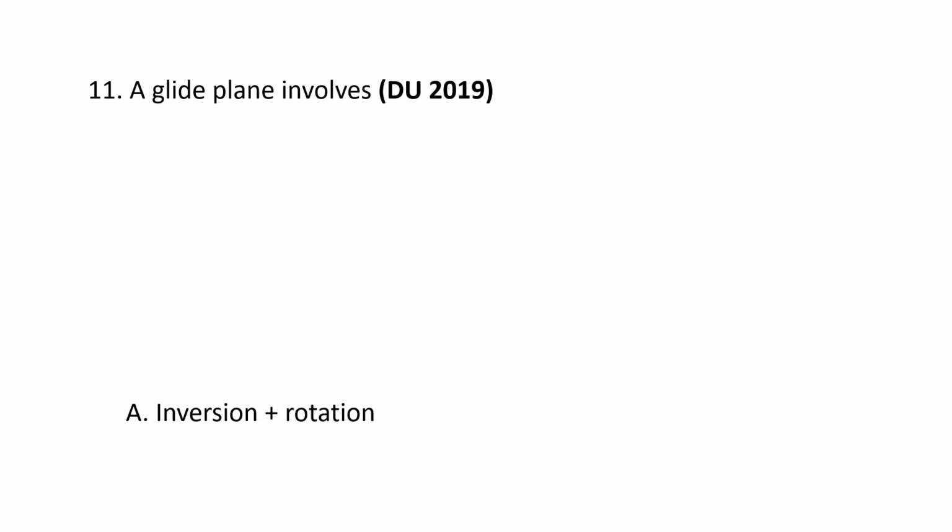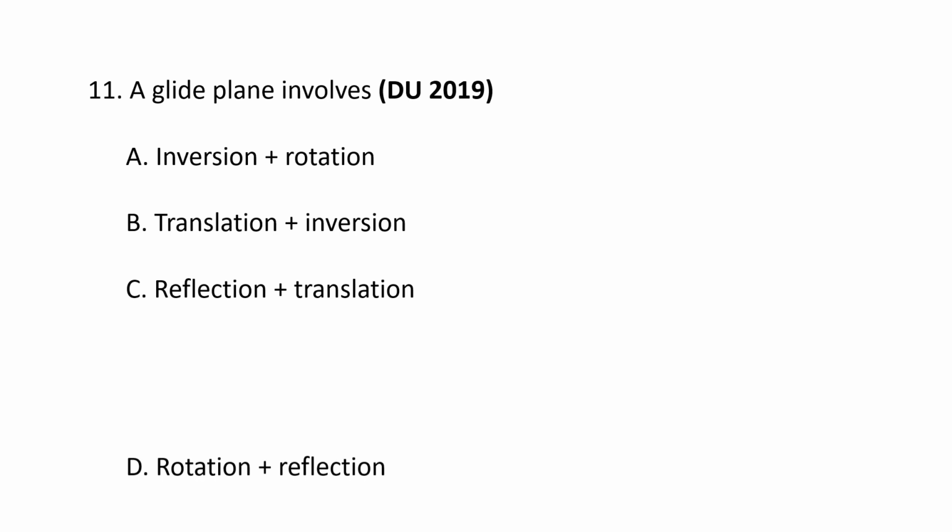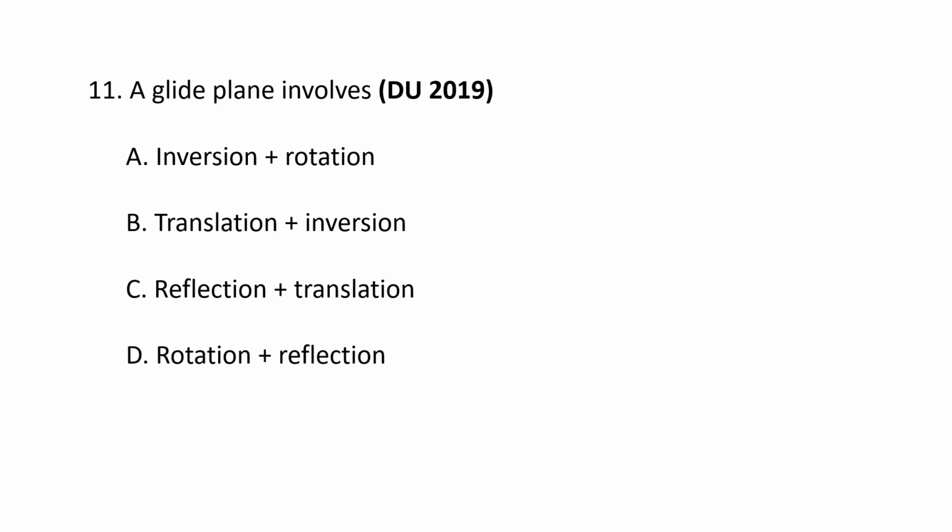Next question. A glide plane involves A. Inversion and rotation, B. Translation and inversion, C. Reflection and translation, and D. Rotation and reflection. A glide plane involves reflection and translation. Specifically, a glide reflection is a transformation that combines a reflection across a plane with a translation along the same plane. It's a single transformation where an object is first reflected and then shifted in a direction parallel to the reflection line or plane. So a glide plane involves both reflection and translation. C is the correct option.